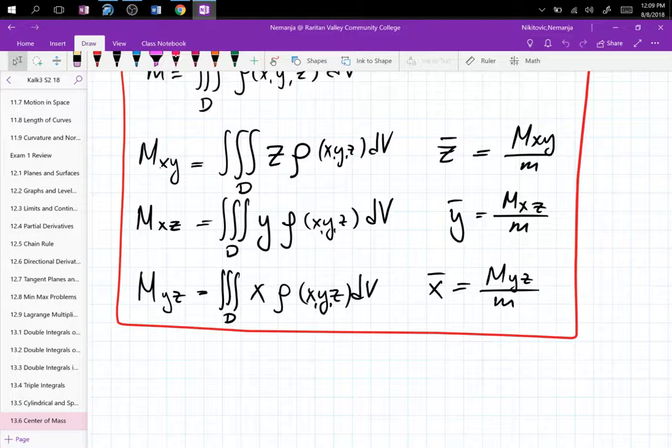Those are two examples they give you because this lecture already is 15 pages. So we go now into the variable density solids.